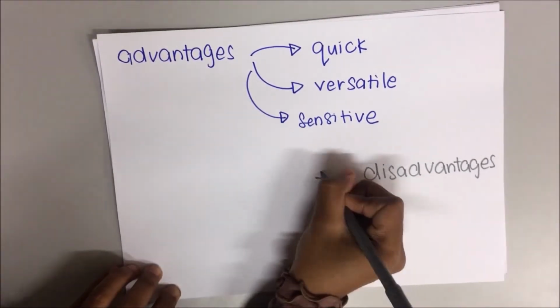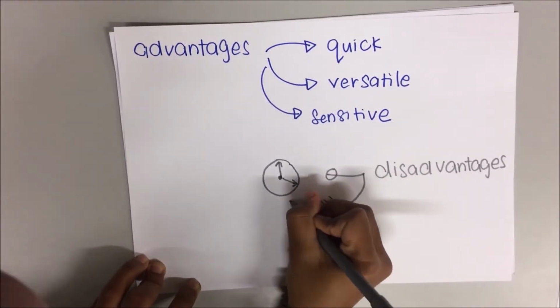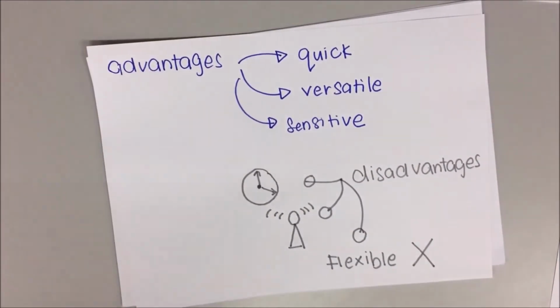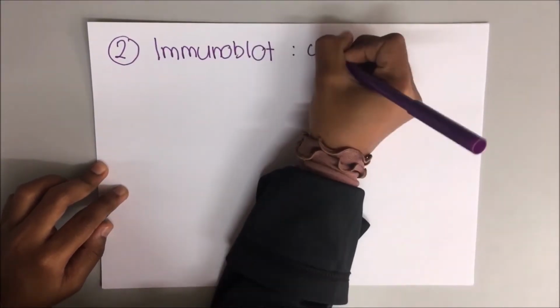The disadvantages of ELISA are, firstly, it is time-consuming and expensive. Secondly, there is minimal signal amplification, and there is no flexibility in choice of primary antibody label from one experiment to another. Second is immunoblot, Western blot.